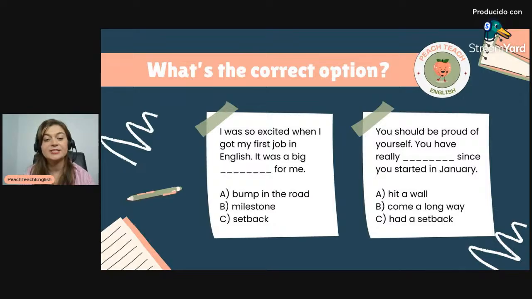Okay. Guys, what I want you to do, okay, we have an example sentence and you have to choose the correct expression. So let's look at the first one. I was so excited when I got my first job in English. It was a big blank for me. Okay, so is this going to be A, B, or C?